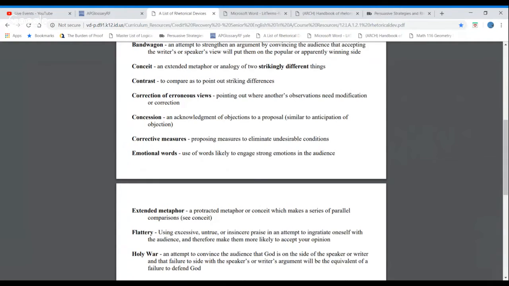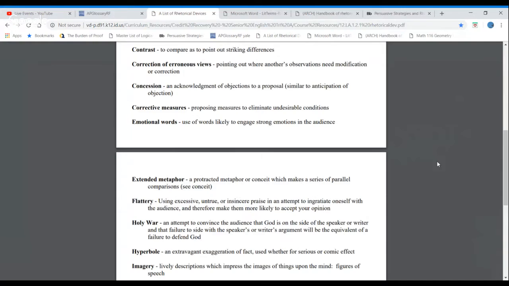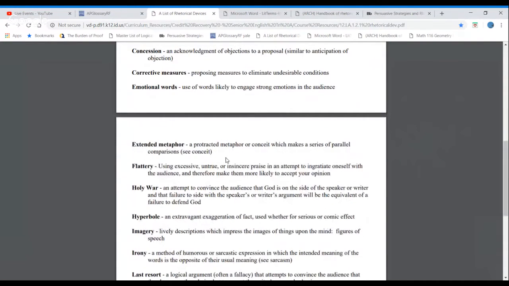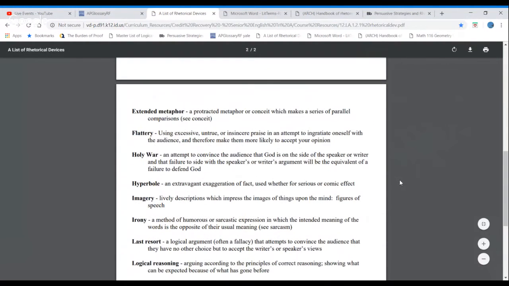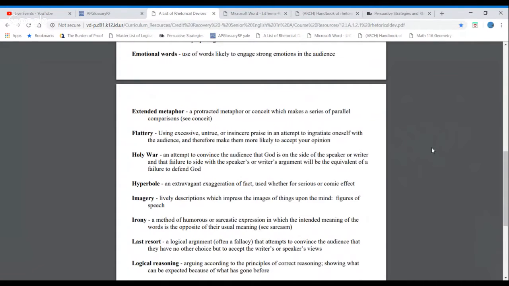Concession, an acknowledgement of objections to a proposal, similar to anticipation of objection. Corrective measures, proposing measures to eliminate undesirable conditions. Emotional words, use of words likely to engage strong emotions in the audience who are listening or reading the comments. Extended metaphor, a protracted metaphor or conceit which makes a series of parallel comparisons. Flattery, using excessive, untrue, or insincere praise in an attempt to ingratiate oneself with the audience and therefore make them more likely to accept your opinion.